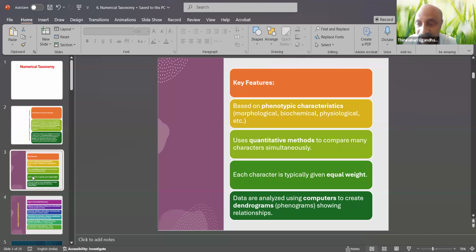Each character is typically given equal weight. The size of the petals is also equal: 5 sepals, 5 petals, equal size. The data are analyzed using a computer to create initial dendrograms or phenograms showing relationships. Phenetic characters of the flower, such as color, shape and size, show similarities within a single family or a group of plants in the same families.